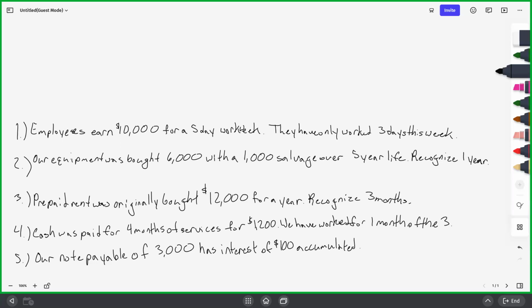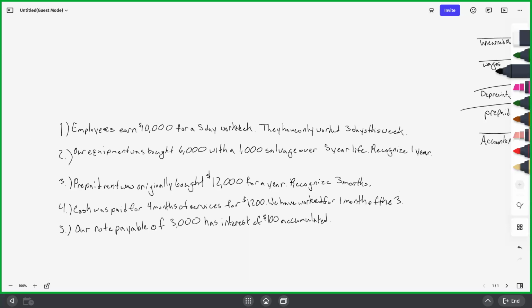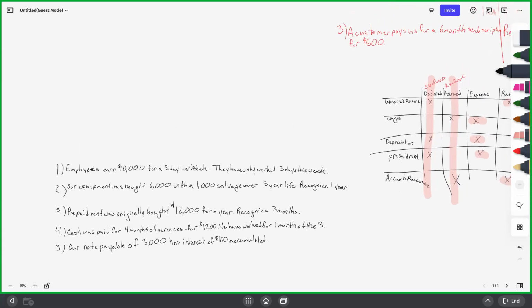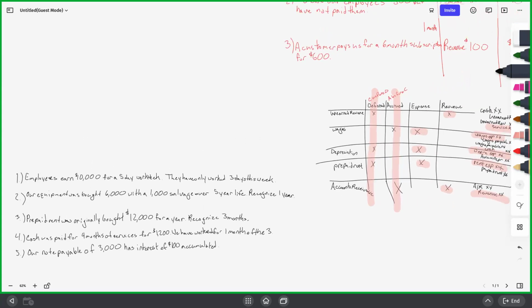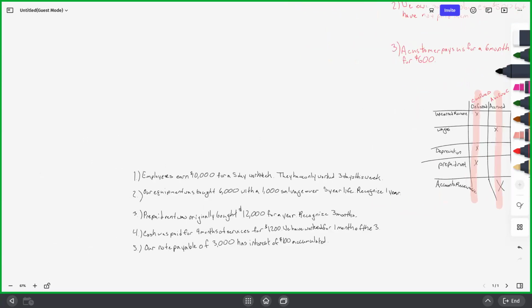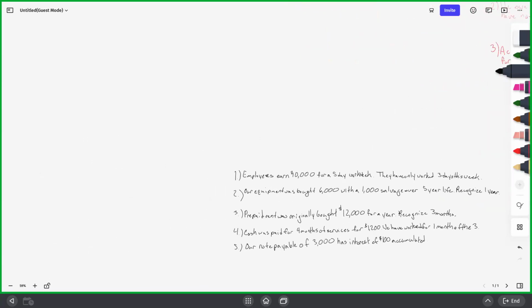All right, I'm going to make these smaller and put them down here for now while I work on the trial balance. There we go, perfect. What's the last? We have worked for 1 of the 3 months.